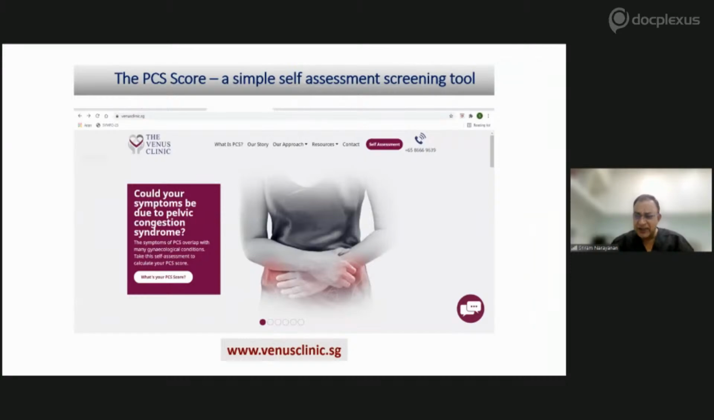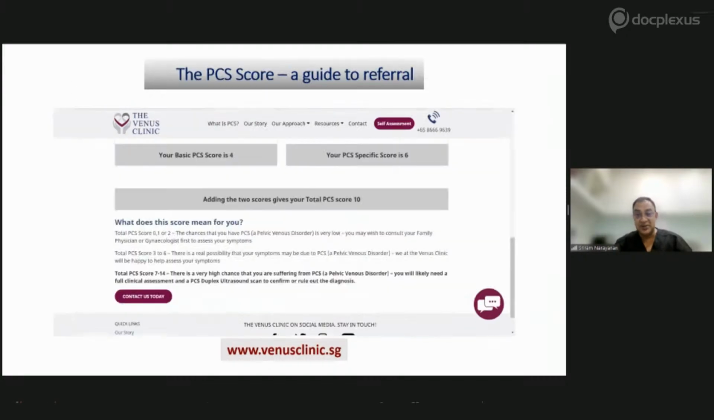So the score is fairly simple. If you've got your mobile, go onto our website, venusclinic.sg. This is the first thing that comes up, and you can run your patient score with your phone in your hand. And if it's 0, 1, or 2, please send to a gynecologist. If it is 3 to 6, tease out their history. If it is 7 to 14, please send to a vascular interventionalist who is well-versed with dealing with pelvic venous disorders. So it's a fairly easy way to do a self-assessment, and it is also an easy way to do a referral on who the patient needs to go to.